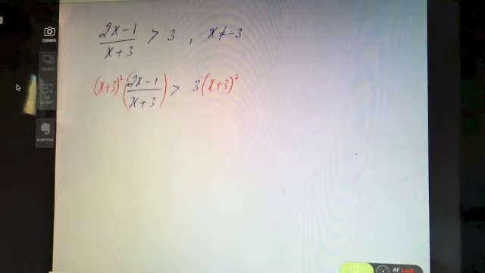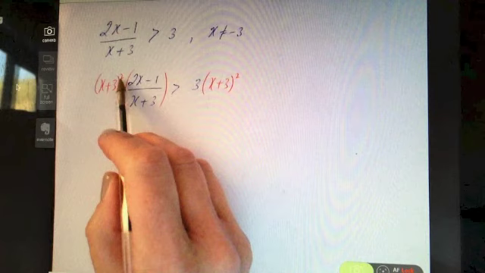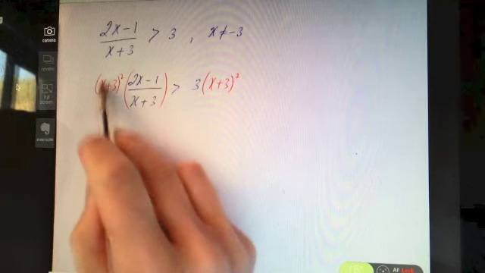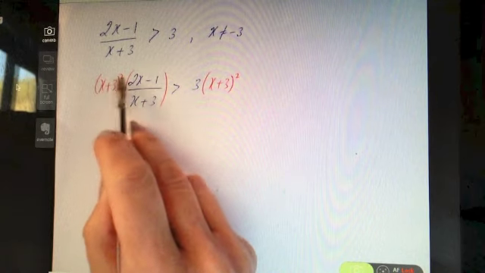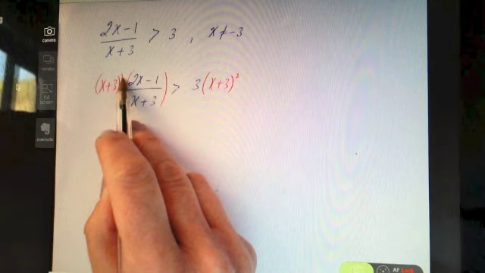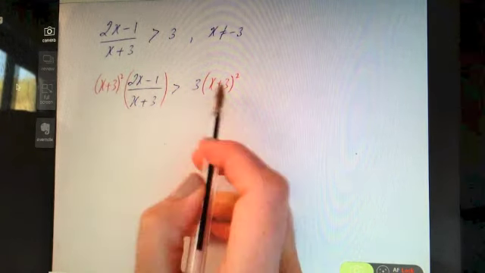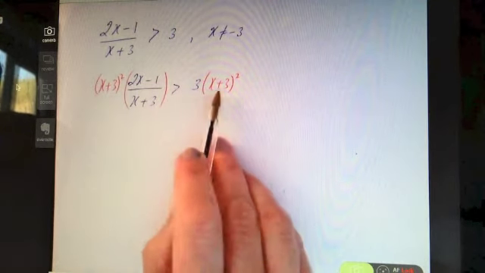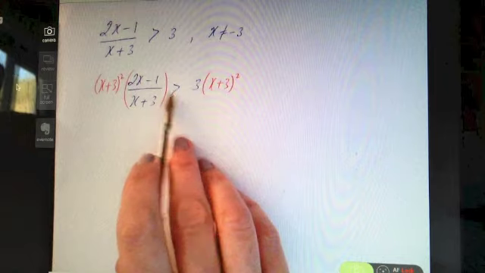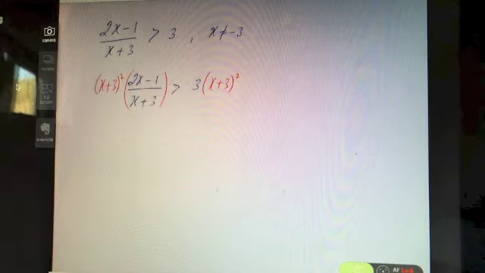Okay? (x + 3)², no matter if what's inside the bracket works out to be negative or not, the minute you square something, it's always going to give a positive result. So that's why we know for sure when we multiply by (x + 3)² that we're multiplying by something that's positive. Hence, the inequality sign doesn't flip.